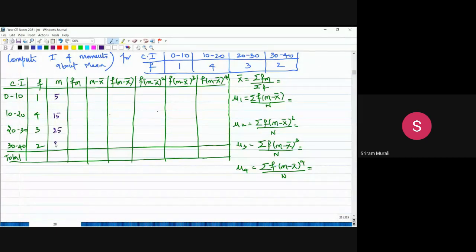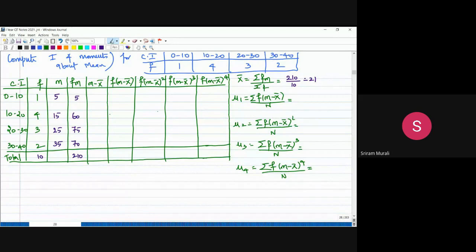It is 25. It is 35. What is f into m? Because we want to compute sigma fm. 1 into 5, 15 into 4, 25 into 3, 35 into 2. If I add everything, I will get 210. So you have to find m minus x bar. So what is x bar? 210 divided by sigma f is 10. So 21 is the mean.